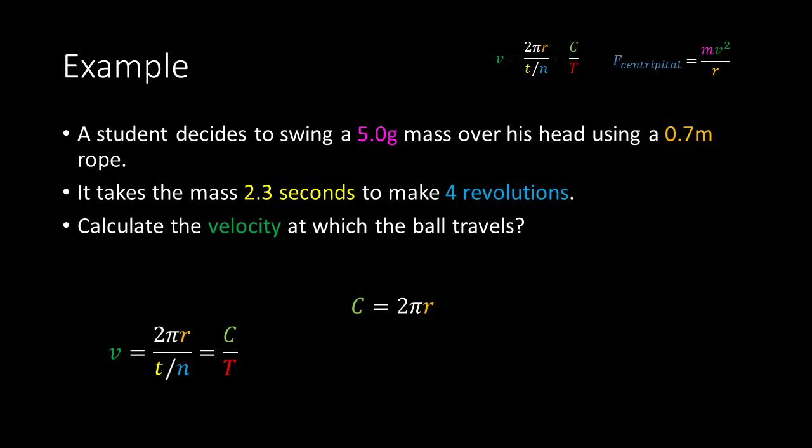Well, we use the equation 2 pi r. In our case, we can do 2 times pi times 0.7 meters, because the rope is 0.7 meters, and we get 4.4 meters as the circumference. Next, we need to find period. We do this by taking the time it takes to make a set number of revolutions divided by the number of revolutions. In our case, we take 2.3 seconds divided by 4 revolutions, and we get 0.6 seconds as our period. Next, to find velocity, we just take the circumference divided by the period. Our calculated value of velocity is 7.3 meters per second.